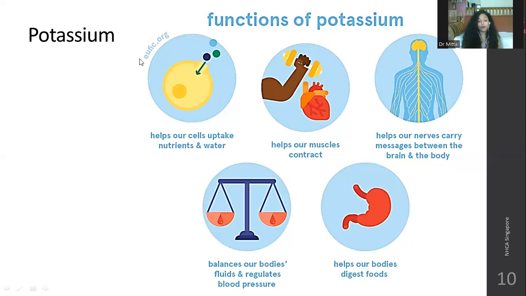It balances your body fluid and it regulates the blood pressure as well, because they work hand in hand. In cardiac emergencies, myocardial infarction or any cardiac emergencies, potassium chloride is considered an emergency medication. And it's a high alert medication. Any electrolyte injections in hospital are high alert medication. Also potassium helps your body to digest food easier. These are the general functions of potassium.